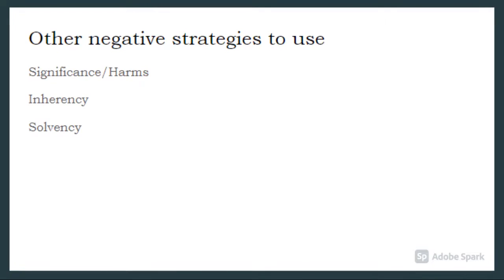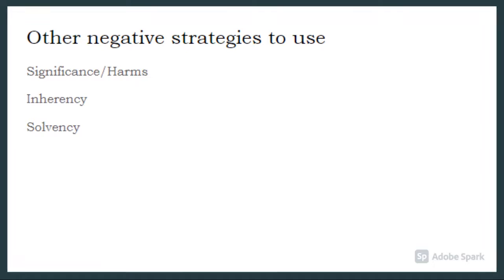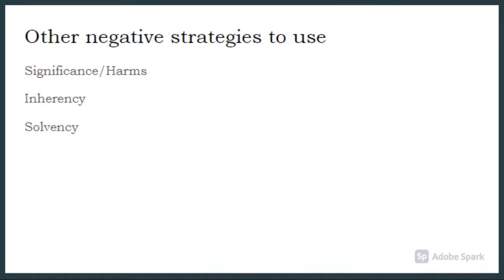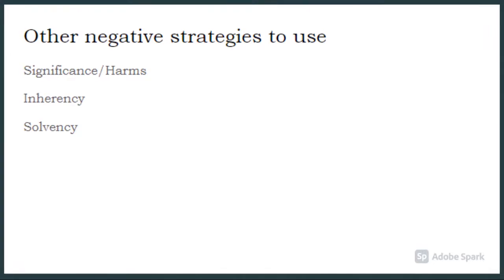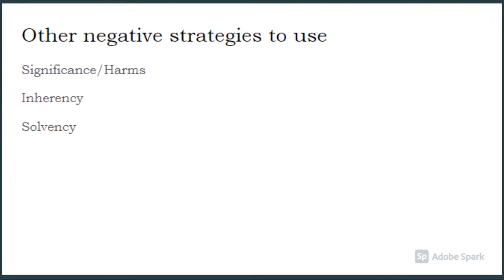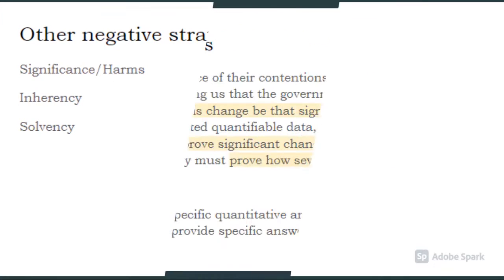So you would not just solely run a Disad, so you'd also be trying to attack them on some other fronts, and you kind of just get to mix and match what you think will work best with each AFF case that you hear. So some other negative strategies that you're going to kind of filter in with your Disad would be things like attacking significance and harms, their inherency, and their solvency.